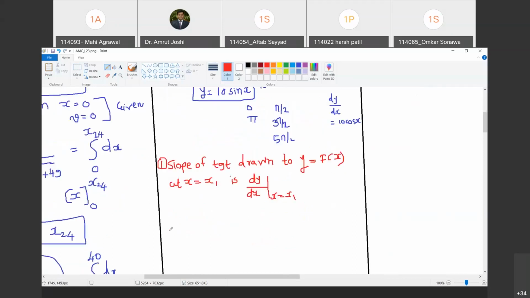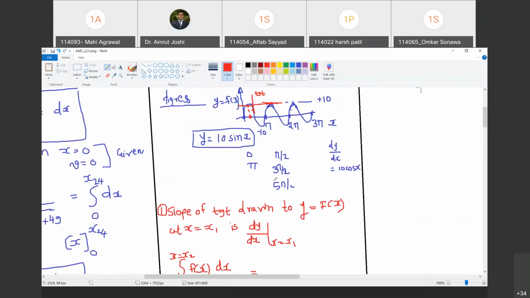Now, second question. What is integration of this f of x or integration of this y? This is also called as y. Y is function of x, right? Dx from x is equal to x1 to x is equal to x2. What is it? Tell me. कैसे लिखूं इसको? यही फंक्शन है.